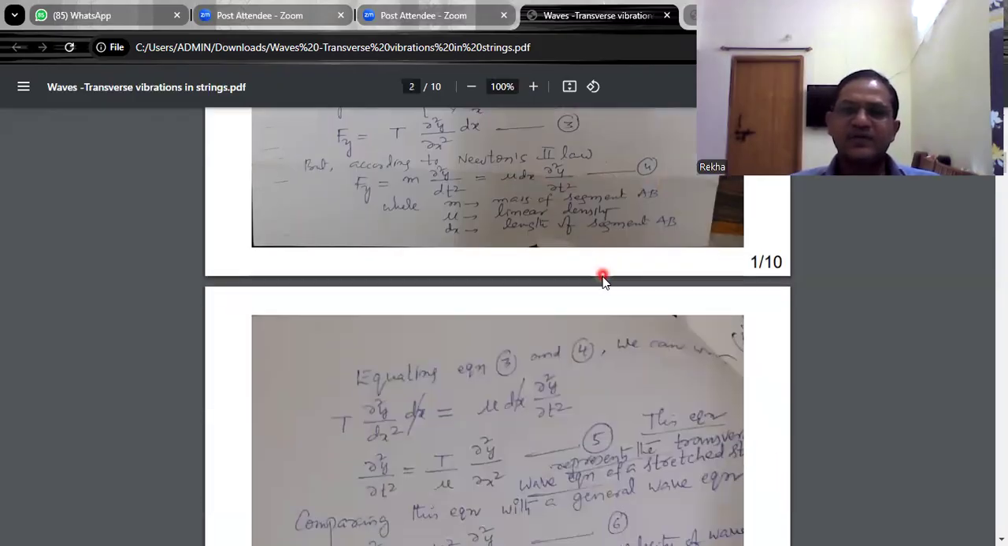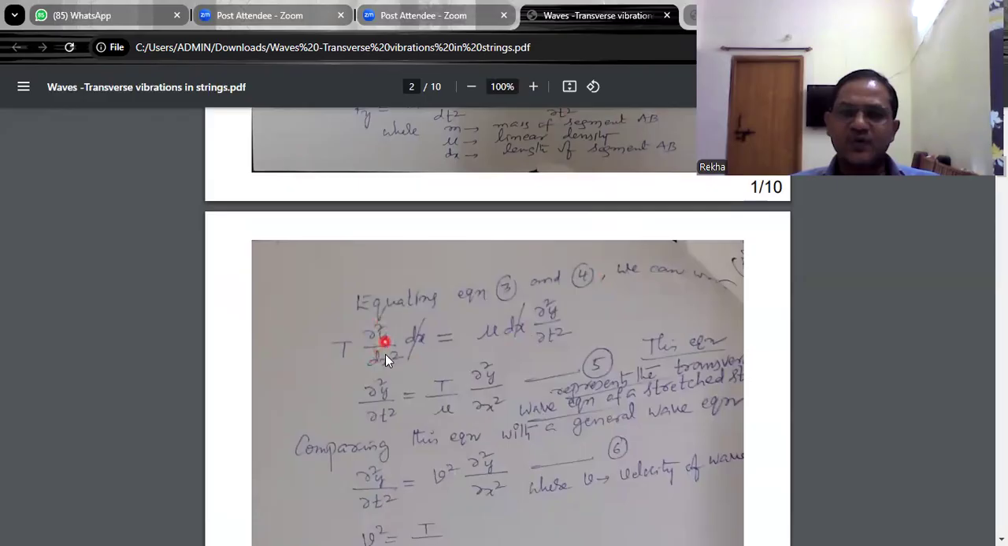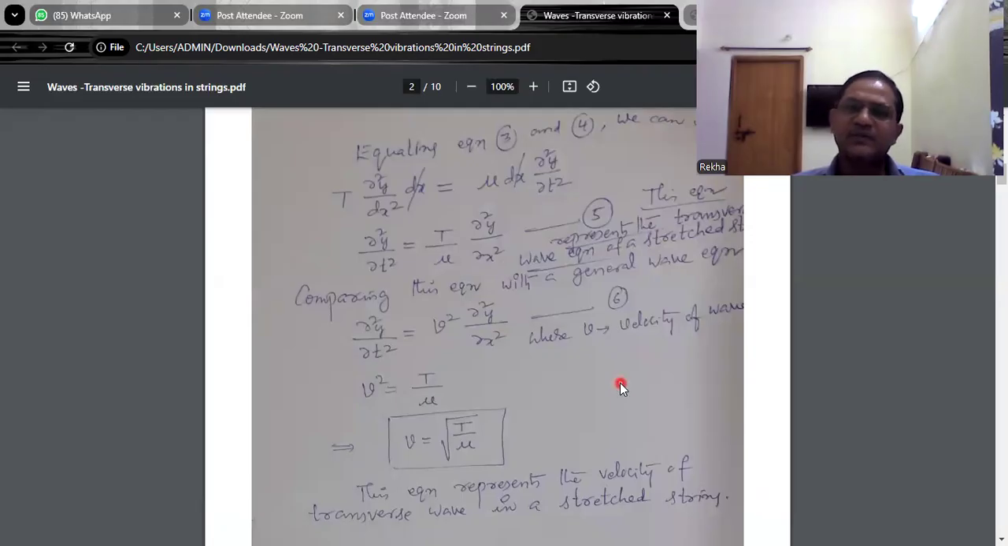By equating equations 3 and 4, T ∂²y/∂x² dx equals mu dx ∂²y/∂t². On both sides dx cancels. ∂²y/∂t² equals T by mu times ∂²y/∂x², equation 5. So this equation represents the transverse wave equation of the stretched string.